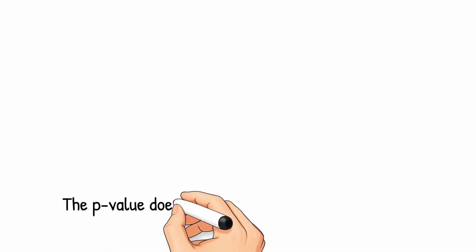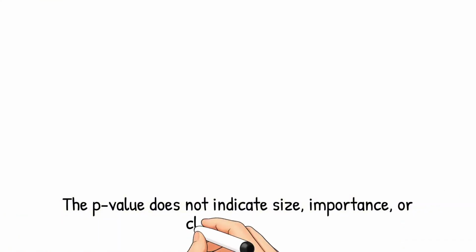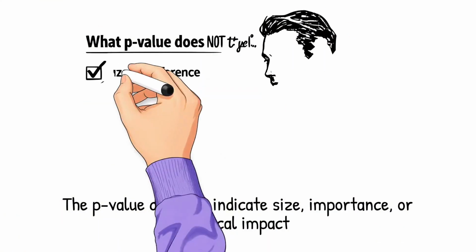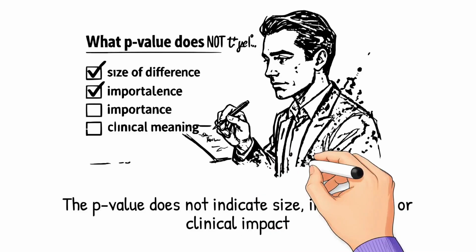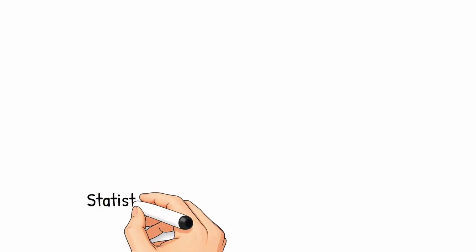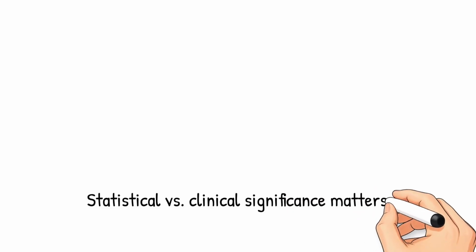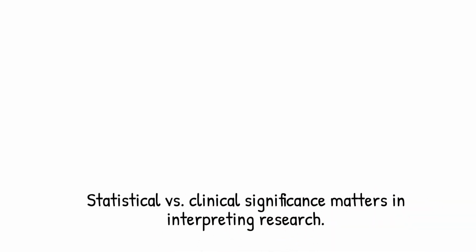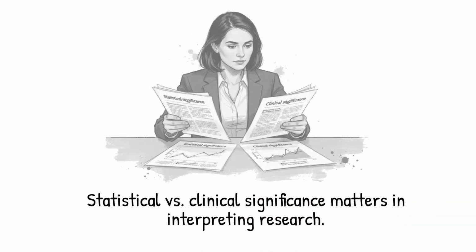Here's the most important thing to remember. The p-value does not tell you how big the difference is. It does not tell you how important the difference is, and it does not prove that the result is clinically meaningful. It only tells you how compatible the data are with the idea that there is no real difference. But statistical significance is not the same as clinical significance. This distinction changes how you read every results section.